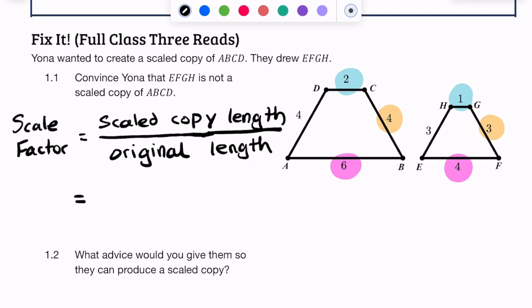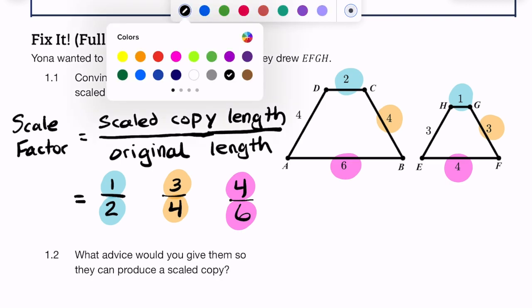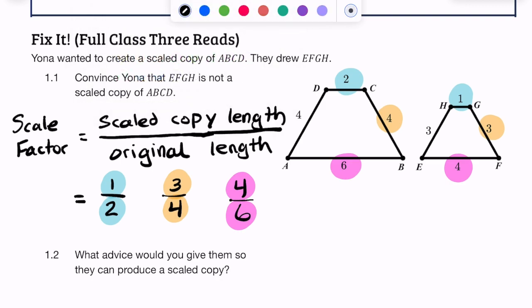So here, the scaled copy that we tried to get was the smaller one, EFGH. So I'm going to have 1 over 2, and then I'm going to have 3/4, and then 4/6. And I'm getting these, the 4 and the 6 are coming from the bottom base, the 1 and the 2 are coming from the top base, and the 3 and the 4 are coming from the sides. Okay, so if these 3 were equal, then we would have a scaled copy.